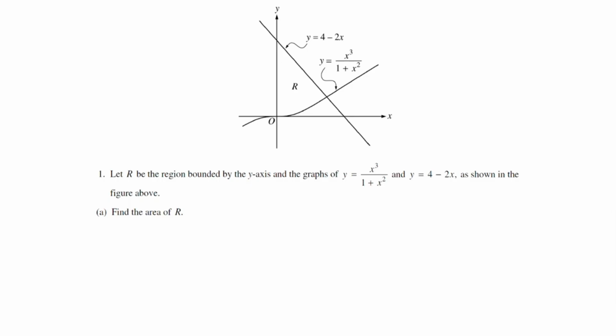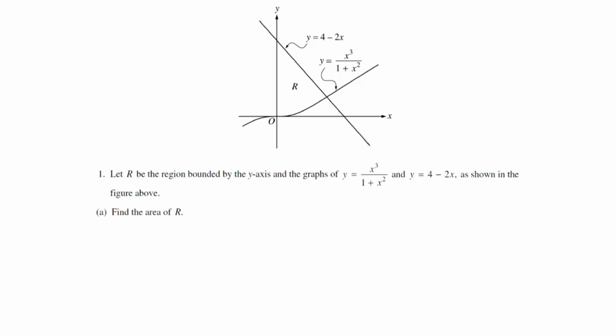All right, this is question number 1 from the 2002 Form B AP Calculus AB exam. It's an area and volume FRQ where we're given region R bounded by the y-axis, x cubed over 1 plus x squared, and 4 minus 2x. And it just asks us to find the area of R.